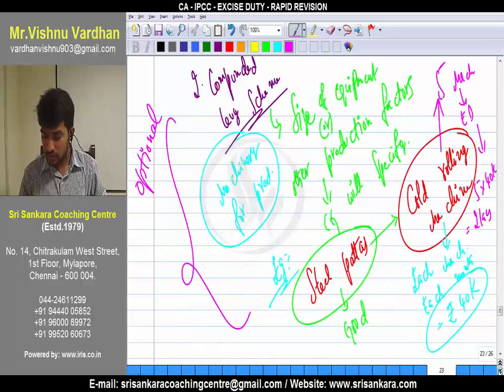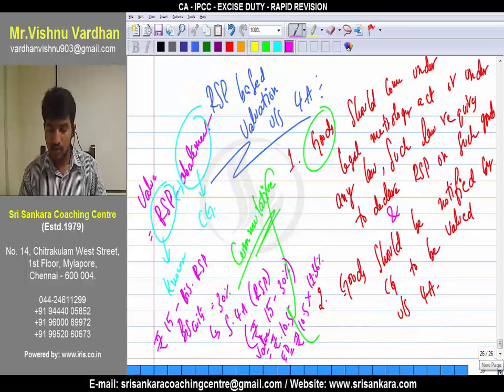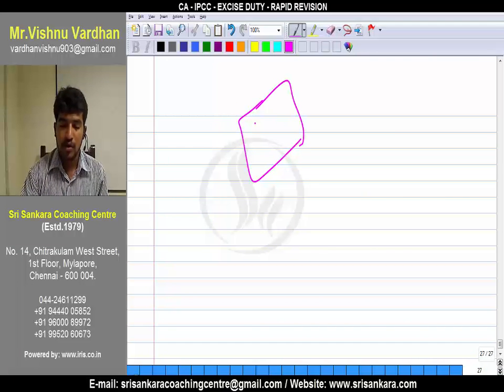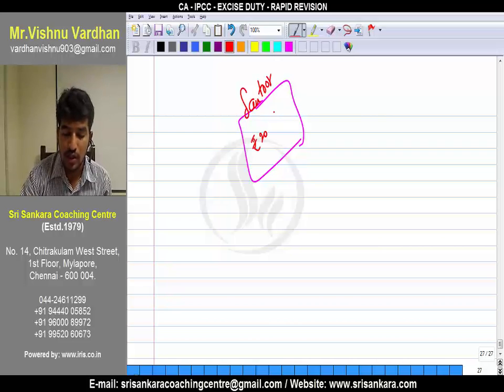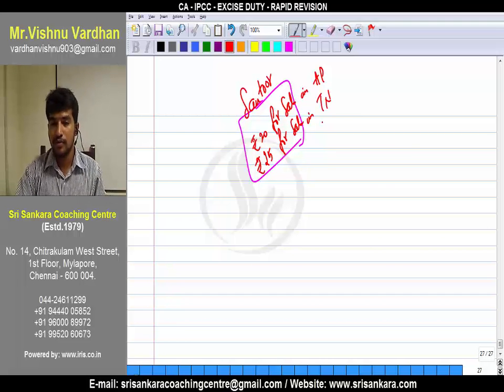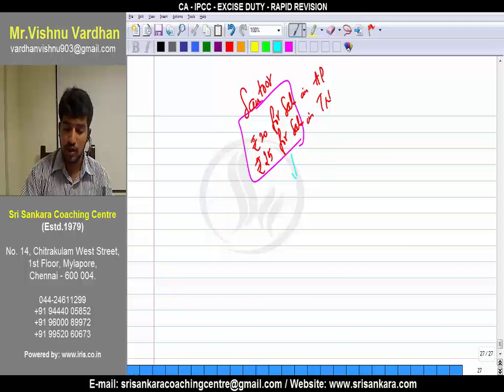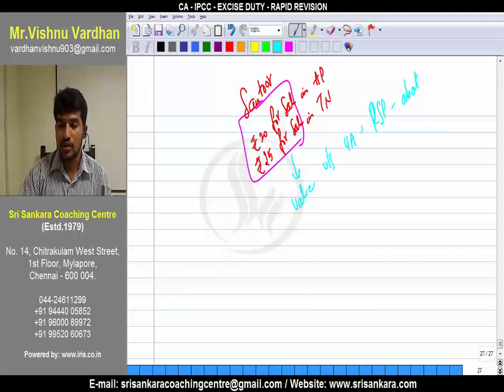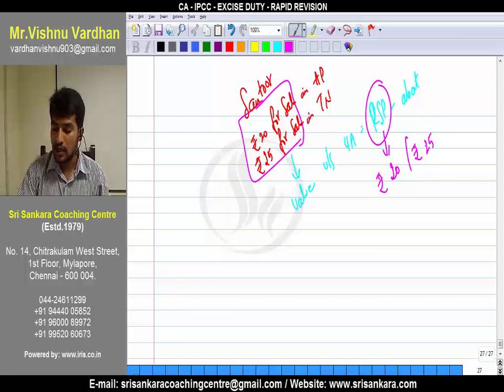We have seen how we will value this. Suppose, let us assume this is a Santoor soap. On this, the RSP is rupees 20 for sale in AP, and on this there is another MRP of rupees 25 for sale in Tamil Nadu. Clear? In this case, what is the RSP which we should take for determining value under section 4A? Under section 4A, we need RSP minus abatement, right? So here, what is the RSP? Rupees 20 or rupees 25? There is a doubt.